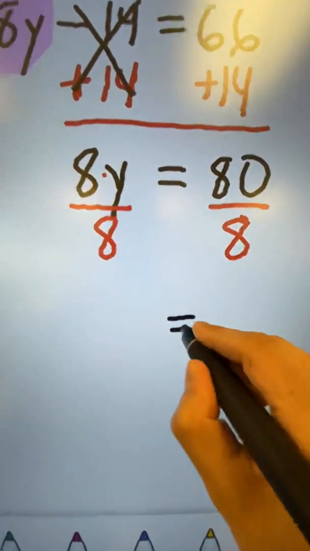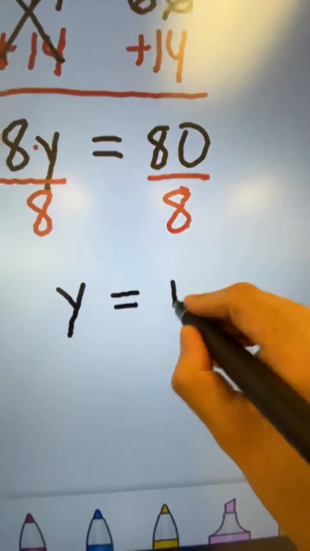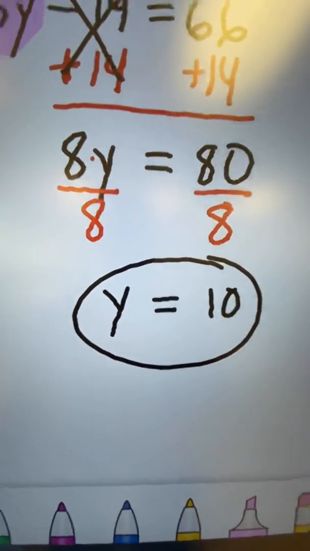Bring down my equal sign. 8 divided by 8 is 1, so we're left with 1y. 80 divided by 8 is 10. And you can see we got the same answer as before.